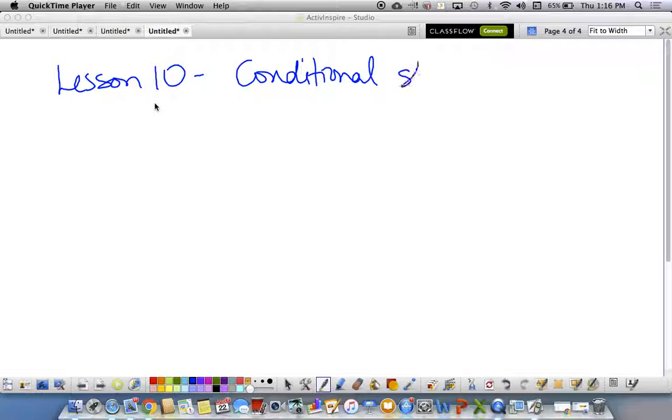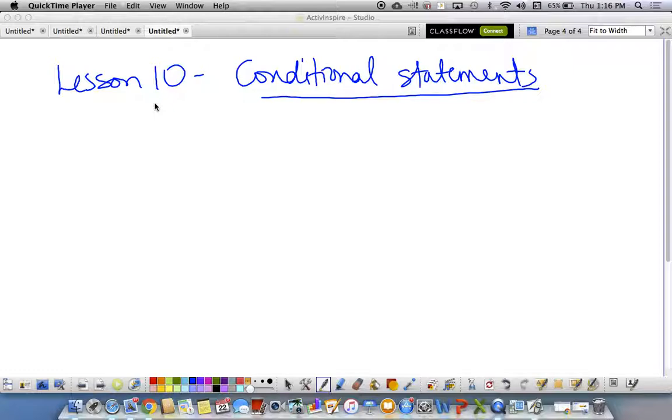But now we're doing something new. We're moving on to lesson 10. Conditional statements. What are they? How do we use them? Conditional statements. I'm in lesson 10 on page 58.